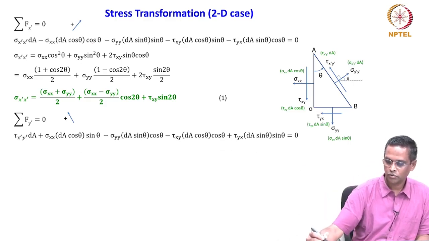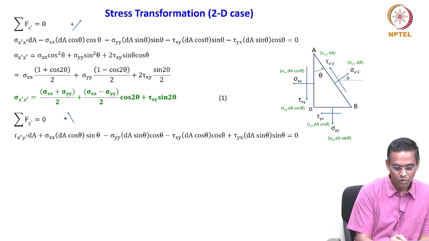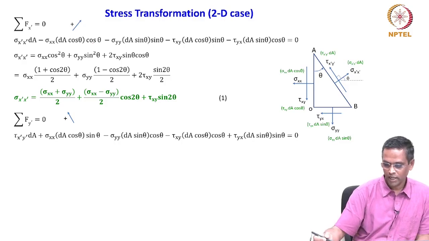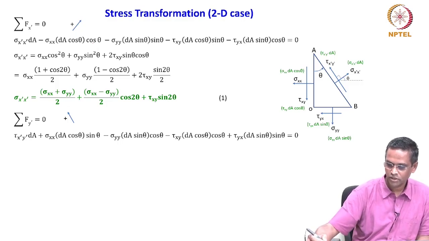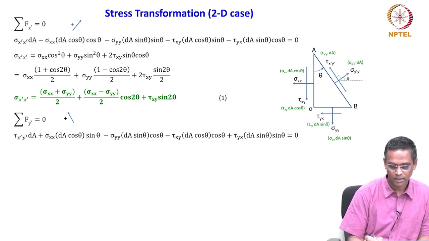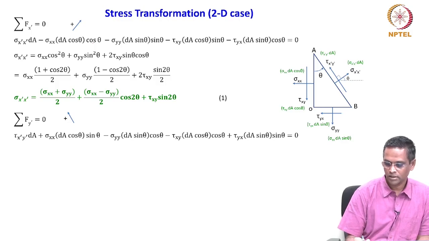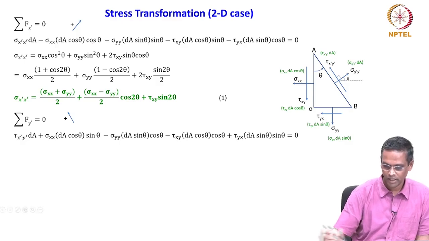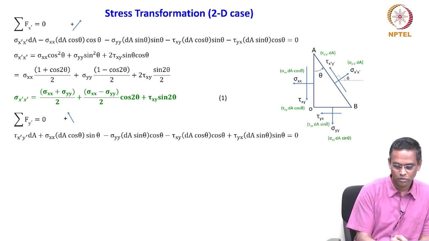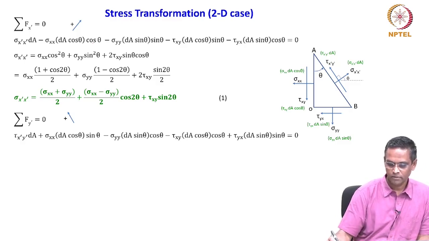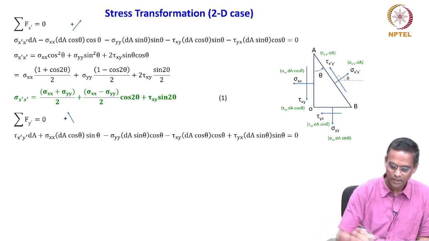So here tau x prime y prime dA is a force, the shear force in this oblique plane, so that is positive. And now you see plus sigma xx dA cos theta sin theta, because we are looking at this component, this direction, so that is positive here. And then minus, the rest remain the same, because this component is coming to this direction, minus sigma yy dA sin theta cos theta and minus tau xy dA cos theta cos theta. The tau yx dA sin theta and sin theta again changes the direction, similar to normal stress. So this is another equation; you just have to look at this geometry and then write, then it is easy.